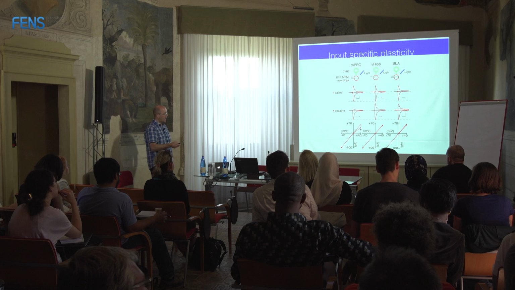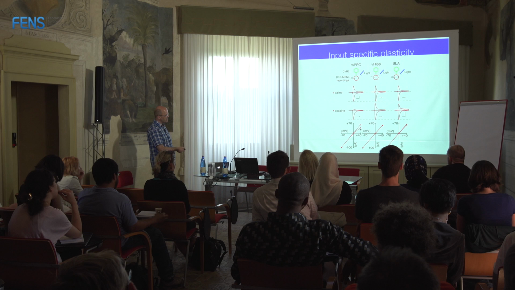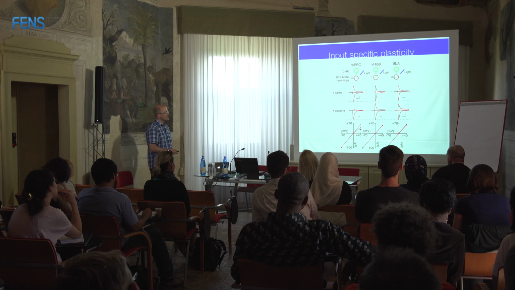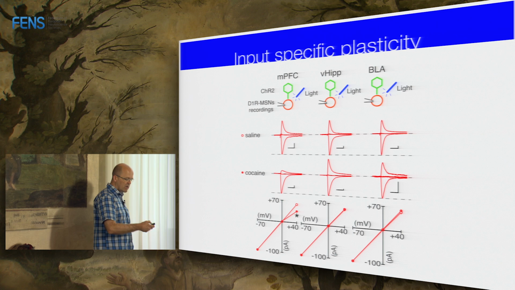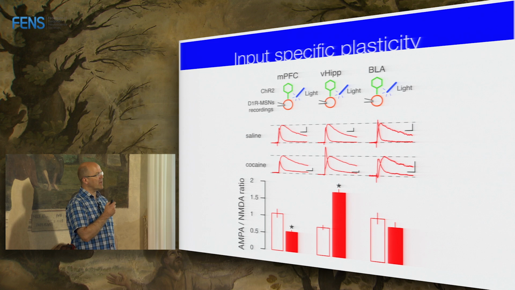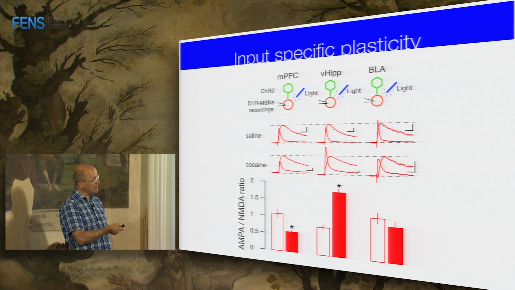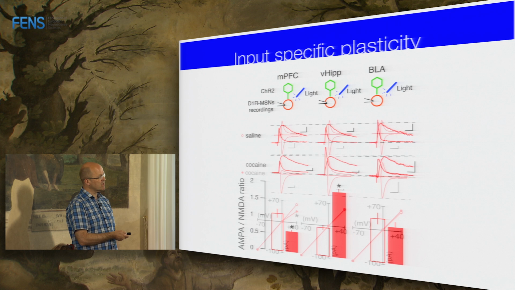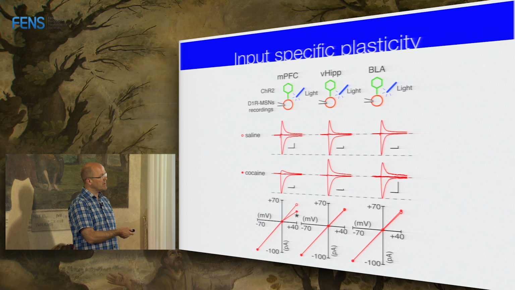And as a consequence, the current voltage relationship here has this inverted rectification, this inflection of the slope, which is not the case in the two other inputs. So with that now, what is your interpretation on the previous slide of the MPFC? Okay, again, decreased AMPA-NMDA ratio, increased AMPA-NMDA ratio, and for the rectification, we have a rectification that appears selectively in this one here.